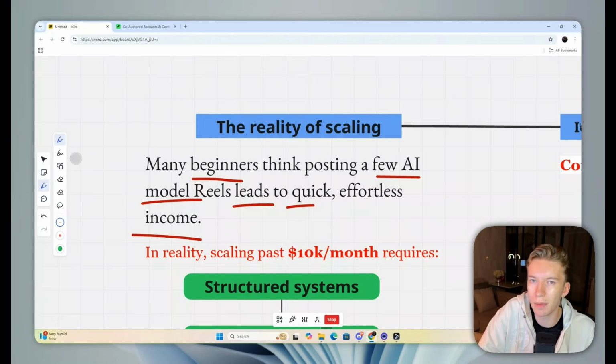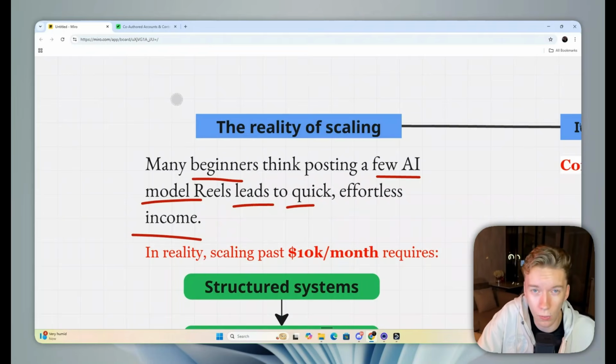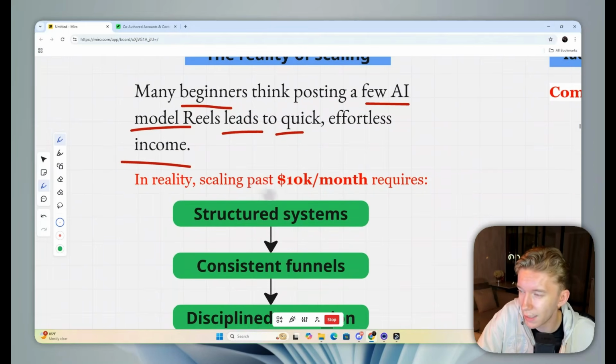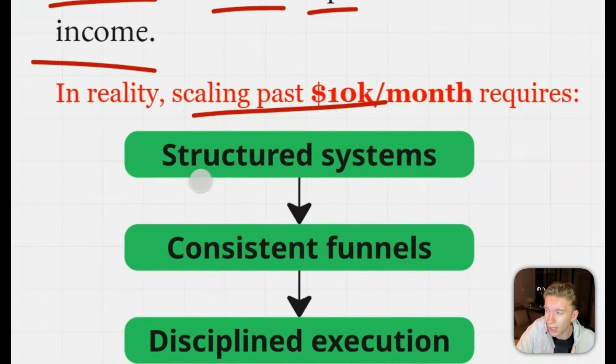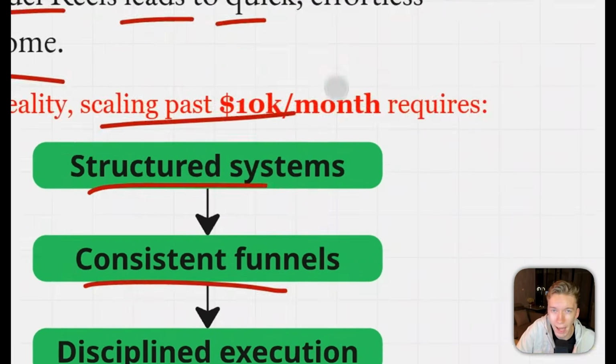You can see from the Miro board that I've made alone here, the video that you're watching here, that it is not as simple as just posting reels, or this video would be 2 minutes long. All right. There's actual real things that go into this. So in reality, scaling past 10K a month requires structured systems, consistent funnels, and disciplined execution.